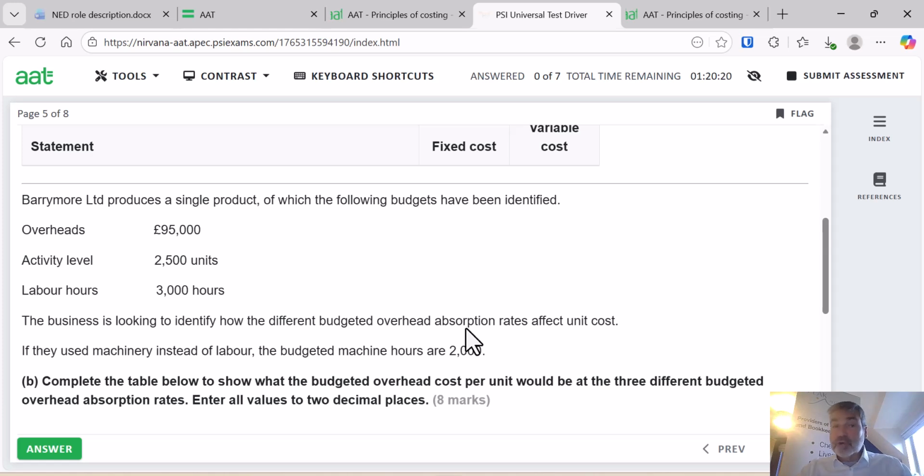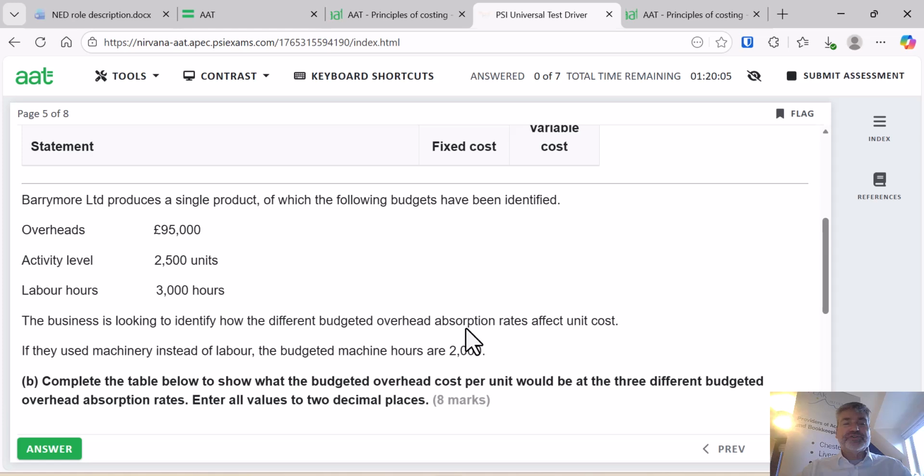And whether you use labour hours or machine hours depends on the nature of your operation. Is it highly automated? It makes sense to use machine hours. Or is it very much manual? It makes sense to use labour hours. So let's have a look at our question after all of that.